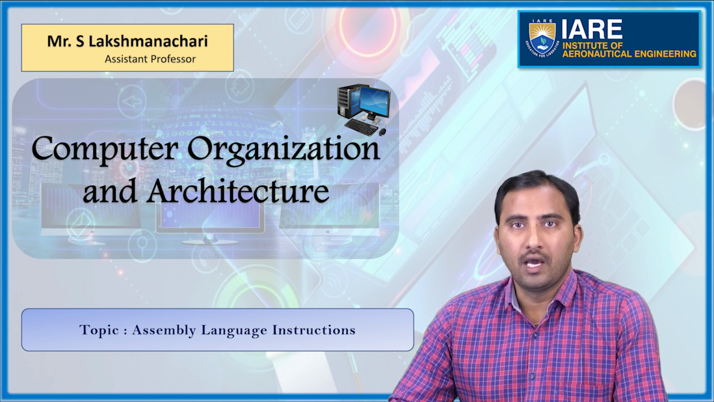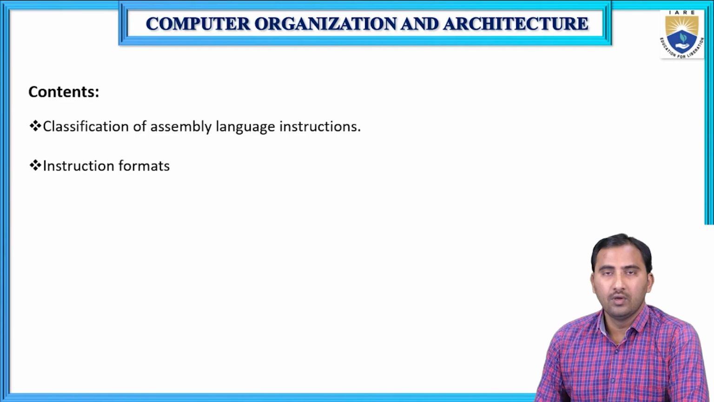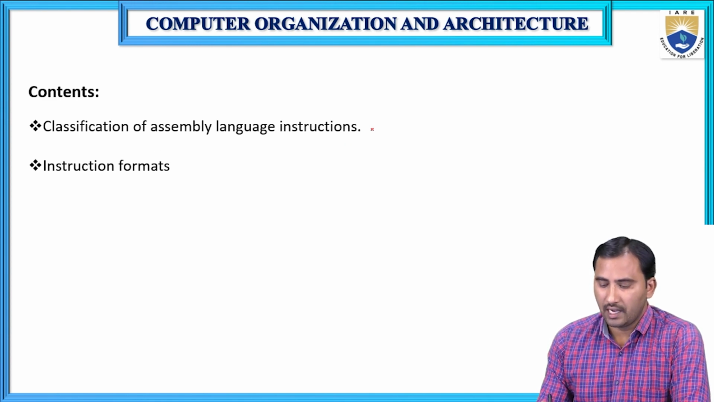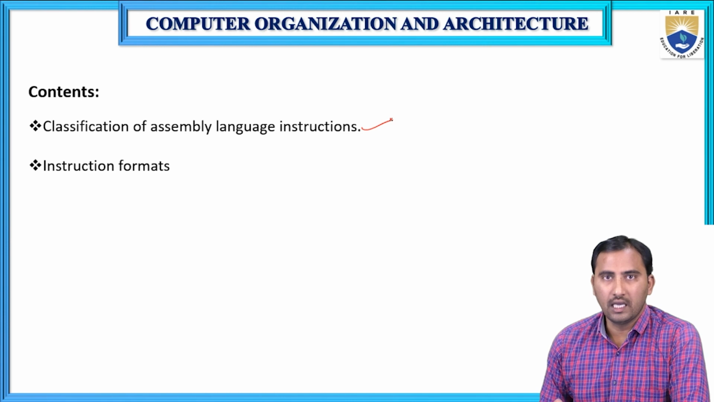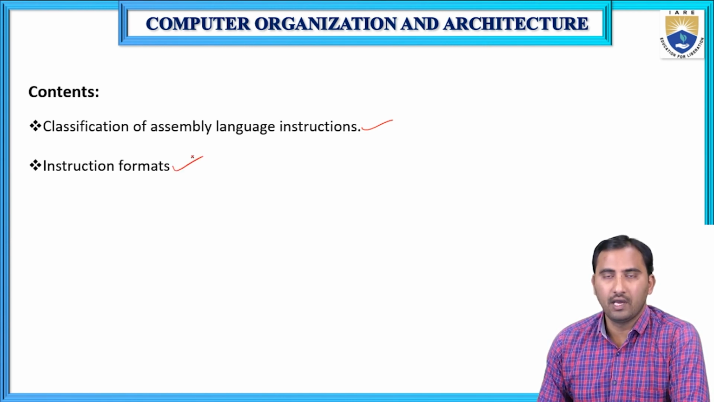So today we are going to discuss the assembly language instructions. In this lecture, we are going to discuss the classification of assembly language instructions. Then we will discuss the instruction formats. We have different instruction formats like 0 operand instruction, 1 operand instruction, 2 operand and 3 operand. So all those we can discuss in the instruction formats.